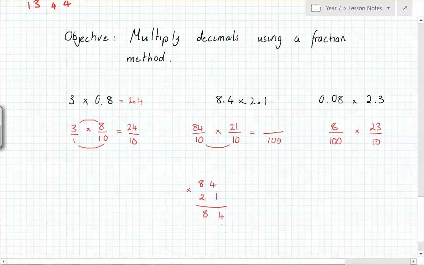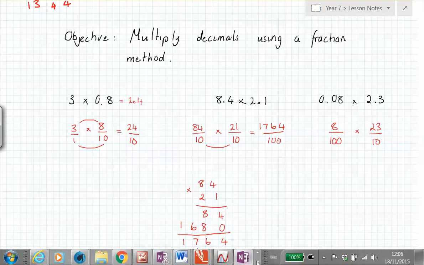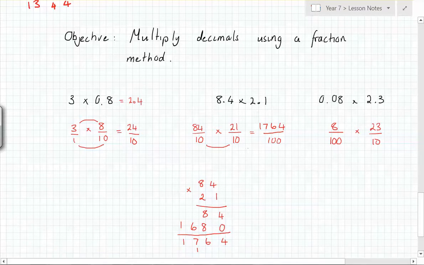Then you write a 0 under the 4. 2 times 4 is 8. And then 2 times 8 is 16. So just write that and add it all up. 4, 16, keep the 1, 7, 1. So 1,700, so the answer to this is 1,764 over 100. Do you want more of those or the other ones?